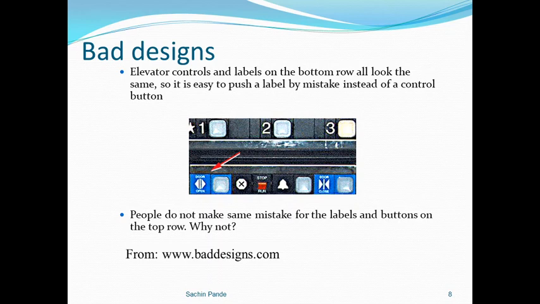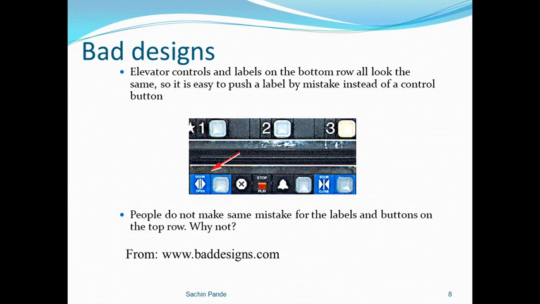So, bad design: elevator controls and labels on the bottom row all look the same, so it is easy to push a label by mistake instead of a control button. You'll find that there is written one, and on the top row it is written one, and there is a button to press it, two, button to press it, three, button to press it. Now we are habituated to pressing the floor button. Sometimes you must have also observed in many elevators that the label of the button is situated exactly on top of the button itself. So you actually end up pressing the floor number, which is a label.